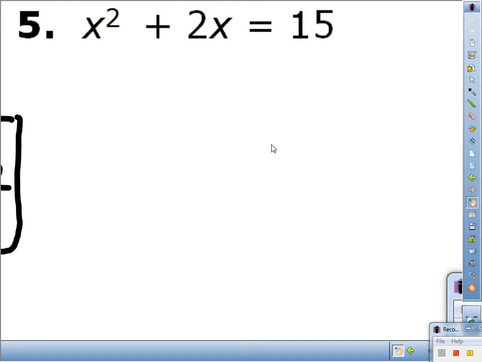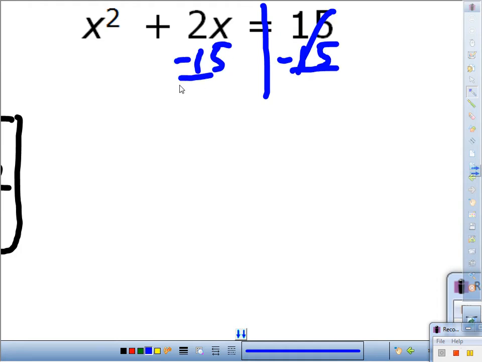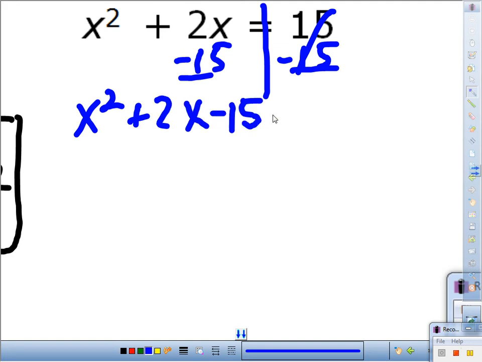Let's go. Alright, here we go. So, step 1 is standard form. Let's see, do we have from highest to lowest degree on this side? Yes, except for we're missing what? The constant, so I need to subtract 15. Subtract 15. We're left with x squared plus 2x minus 15 equals 0. What's next?